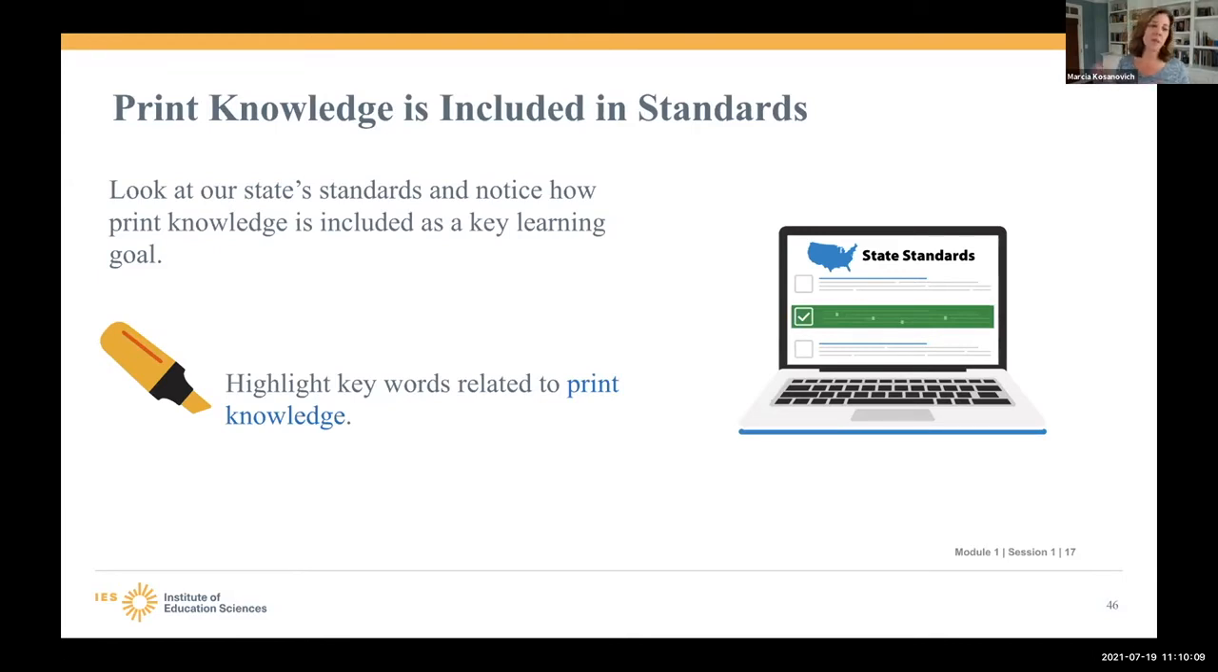So basically, we just want to get your participants knowing where the state standards are, how they're organized, and locating specific print knowledge keywords that are important. And understanding that it's important not just to know the age range that you work with, but what comes before and what comes after, because even in that age range you work with, you're going to have some that are ready to move on and some that need some foundational support.